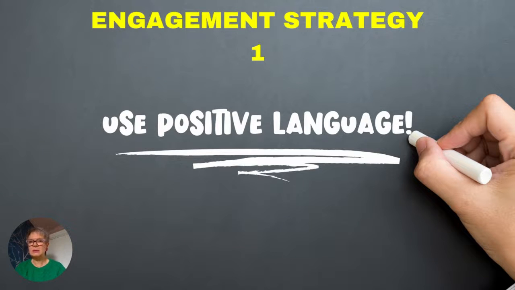Okay, engagement strategy 1. Use positive language. Start instructions with a positive tone and use language that is encouraging and supportive. For example, instead of saying, "Don't do this," try, "Let's do this." So you'd actually say, "Let's do this" instead, rather than saying, "Don't do this."